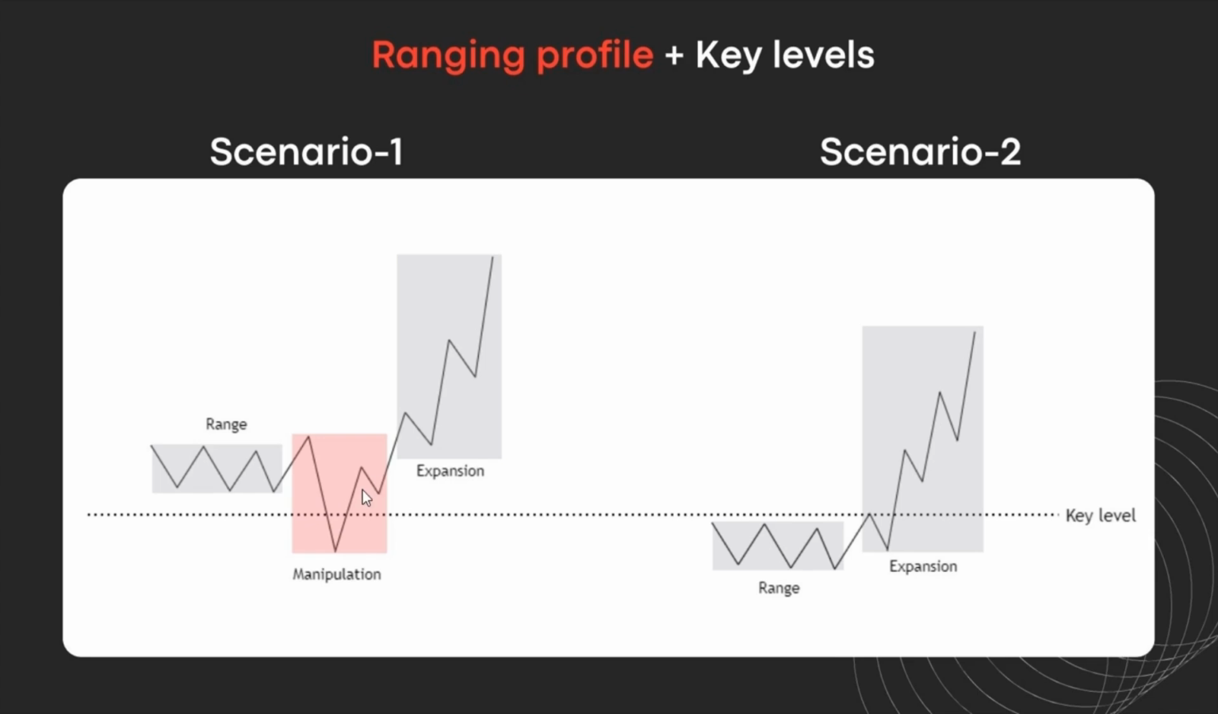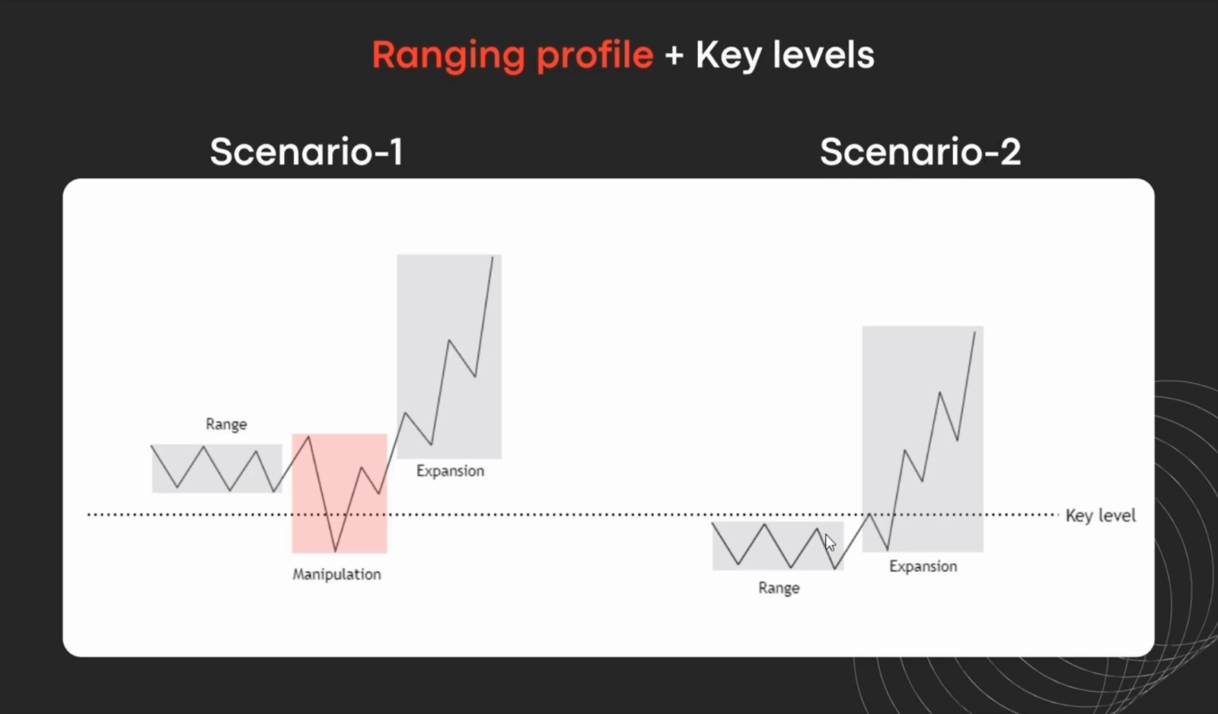And once that key level is tested during the manipulation profile and that ends, we're going to wait for that manipulation profile to end, and then the only profile we can expect after a manipulation profile is what? An expansion profile in the opposite direction, right? So that was the first scenario we can have based on the combination of ranging profile and key levels.